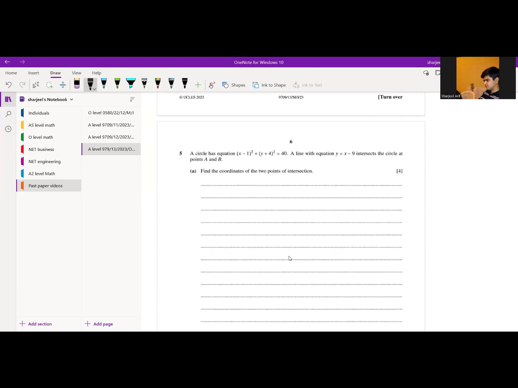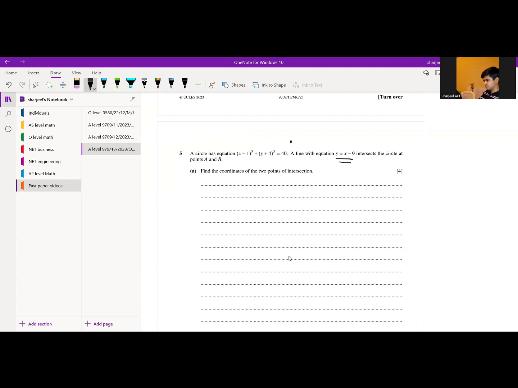So now we will move on to question number 5. In this part, we have the equation of a circle x minus 1 whole square plus y plus 4 whole square equal to 40, and a line with equation y equal to x minus 9 intersect the circle at A and B. So in the first part, we have to find the coordinates of the points of intersection.